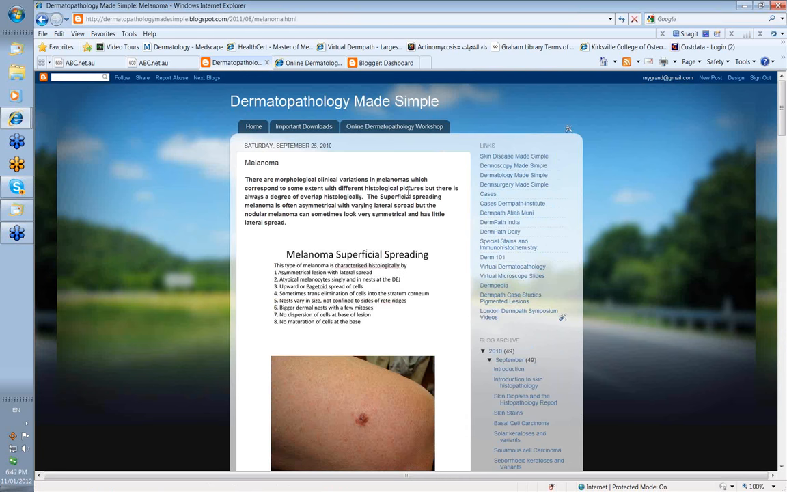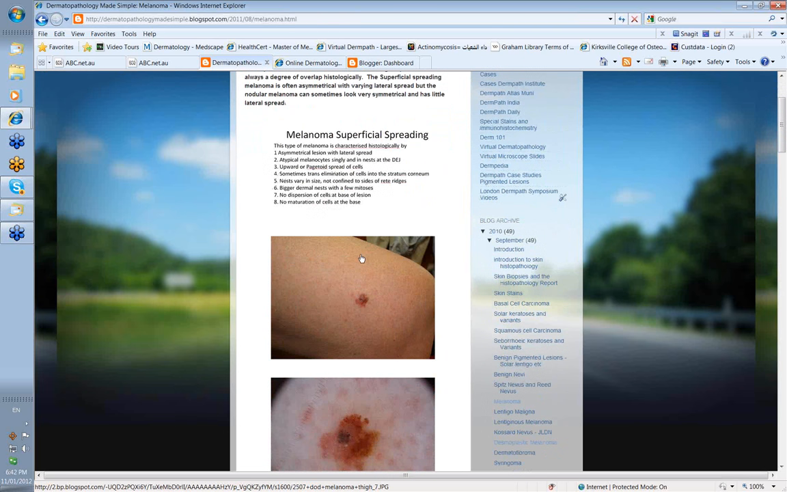There are quite a few morphological clinical variations in melanoma, and these correspond to some extent with the histological picture, but there's always a big degree of overlap histologically. If you're looking at the histopathology of a superficial spreading melanoma, it's often asymmetrical. Remember, nevi tended to be symmetrical. A superficial spreading melanoma is asymmetrical, and there's varying lateral spread. But you can have a nodular melanoma which can look very symmetrical and have very little in the way of lateral spread. This lateral spread used to be called radial growth phase, but it's not talked about quite as much as it used to be.